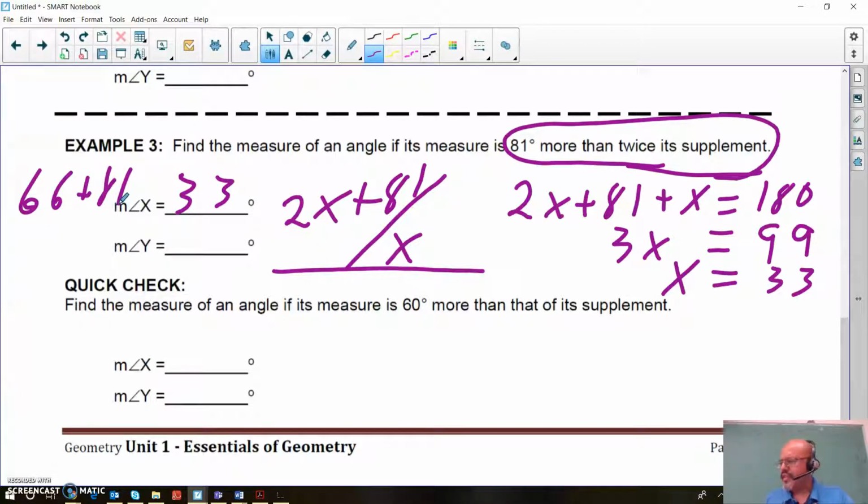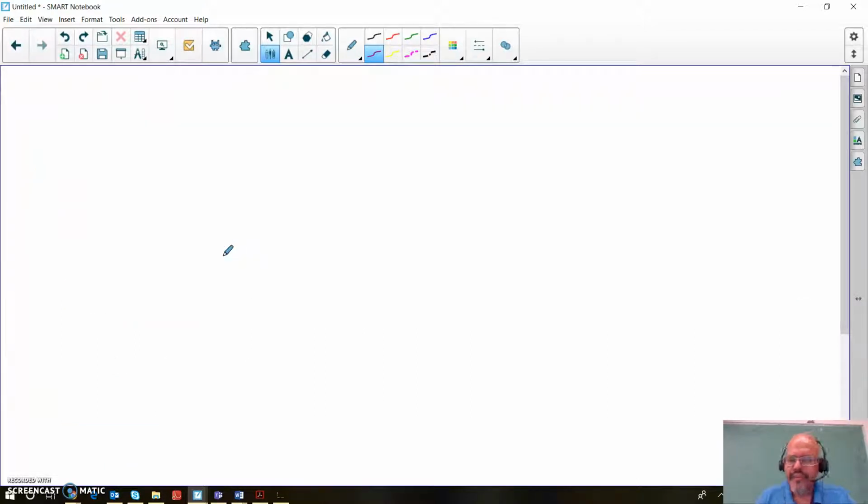So let me just do that real quick. I'm going to use the calculator right now. Just wanted to get this out of the way. 66 plus 81, that's 147, and that's it. Okay, then that's all there is to it on this.